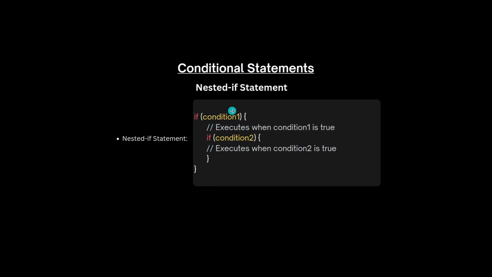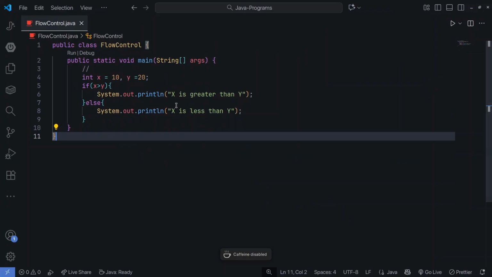Here, if the condition turns out to be true, then the block of code or the statements inside the first if statement will be executed. And then if the second condition turns out to be true too, then the statements inside the second, or the inner, or the nested if statement will be executed. Let's see this in code.